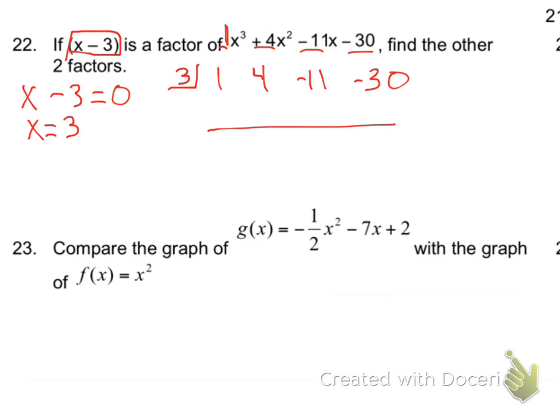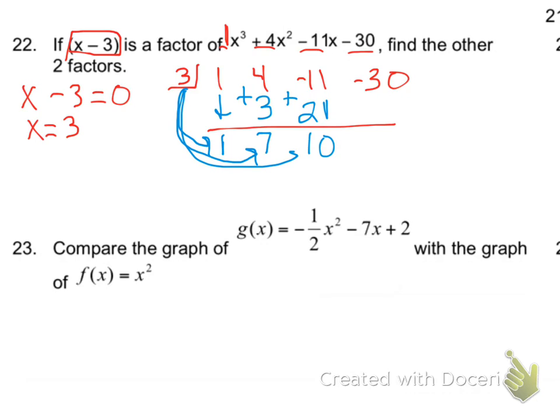Here's how you do synthetic division. Always on the first one, you just bring it straight on down. Whatever's down here gets multiplied by what's up here. So 3 times 1 is 3, and I write it here. Then you add, and the process repeats. 3 times 7 is 21. You add, you get 10. 3 times 10 is 30. You add and you get 0.